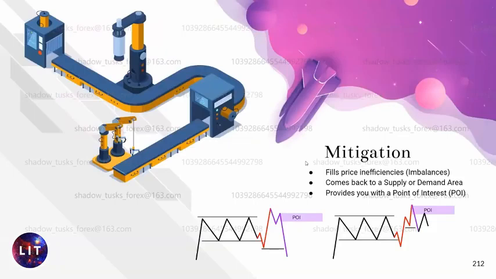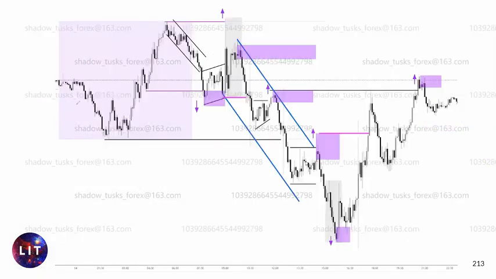All right, next. We have, of course, our mitigation. So let's go into this. Again, our mitigation is always going to come after we've identified our build-up, our inducement, and the break of structure if you want to use that. If not, it's just going to be after you've had your build-up and inducement.